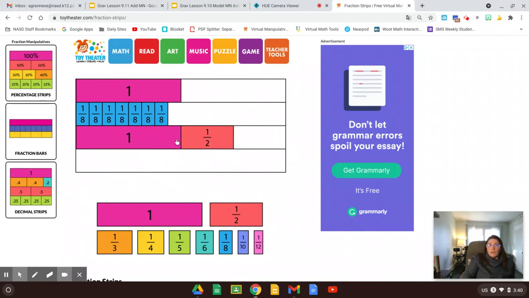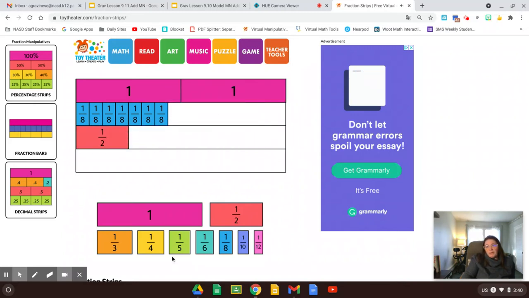Now I want to rearrange these and organize them. I'm going to put my wholes next to each other. Why not? And then I have these fractions, and now I notice something. I notice that my fractions are different sizes and different colors because they have a different denominator. I have these blue eighths that are smaller pieces, and then I have a larger 1/2 piece. Well, that means I have to do some trading.